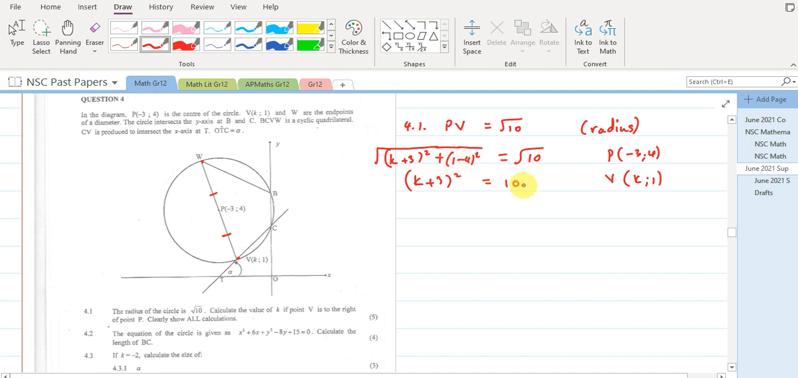So take the 9 over, becomes minus 9. We don't have to open up this entire bracket here. All we can say is k plus 3 all squared is equal to 1. If we square root both sides, we have to say plus or minus. Therefore, k plus 3 is equal to plus or minus 1. We're going to get two answers. So k is equal to minus 1 minus 3, or k is equal to plus 1 minus 3. So we are getting two values for k.